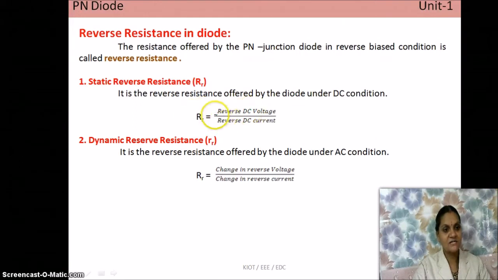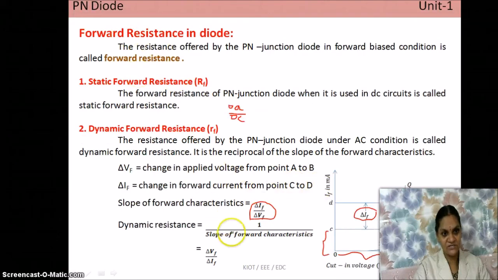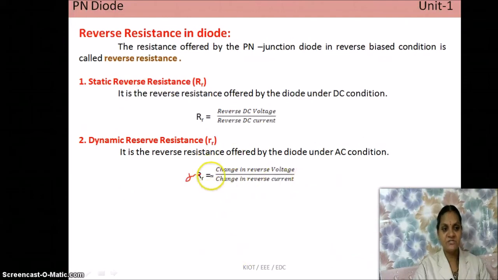So capital R suffix small r, this reverse resistance is nothing but reverse voltage by reverse current. The dynamic one is not capital R, this is small r suffix small r. This is change in reverse voltage by change in reverse current. So this is similar to what we did for forward resistance. See here, we have considered change in voltage because it is a variable quantity, a dynamic parameter. So we have considered change in voltage, change in current. Similarly here also, change in reverse voltage, change in reverse current. The concept-wise both are the same. So these are the two resistances that exist in the diode.